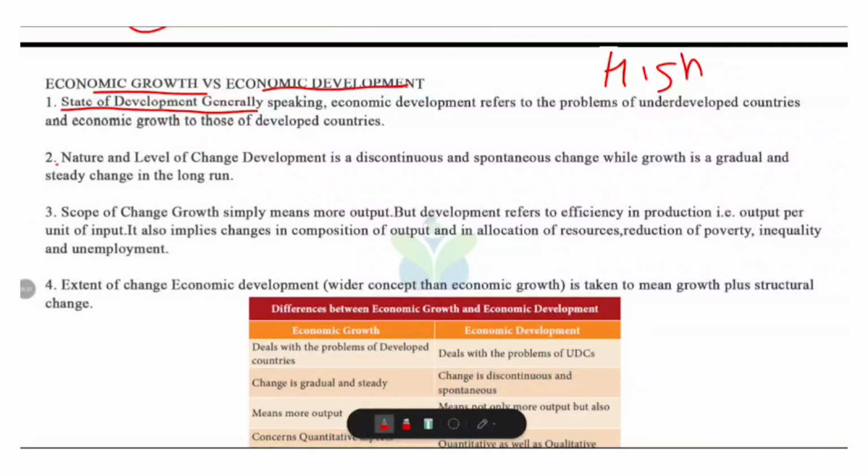The second difference is nature and level of change. Economic growth is a gradual and steady process, and it refers to a continuous increase in output over the long run. Economic development, however, involves discontinuous and spontaneous changes. That means deep fundamental transformation in the economy, society and institutions. It is not just about increasing numbers. It's about changing the entire structure of economy.